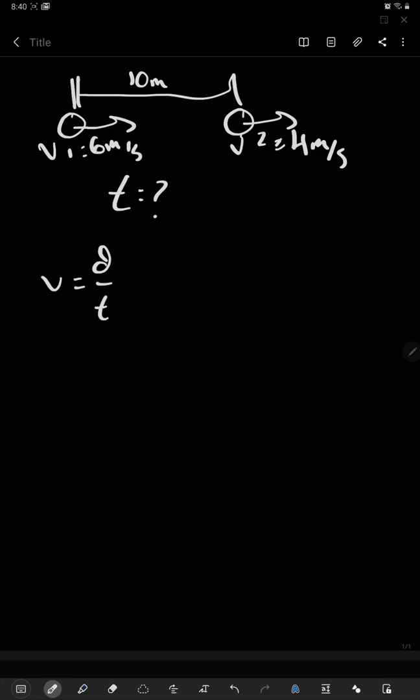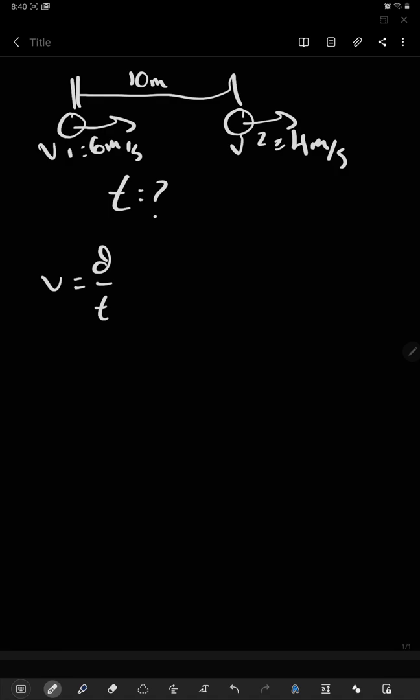But again, I don't know. We're 10 meters apart. So I have to overcome 10 meters, and then whatever distance I need to catch up to you. So it's going to be more than 10 meters. So I don't know my distance, which means I can't solve v equals d over t just using me.